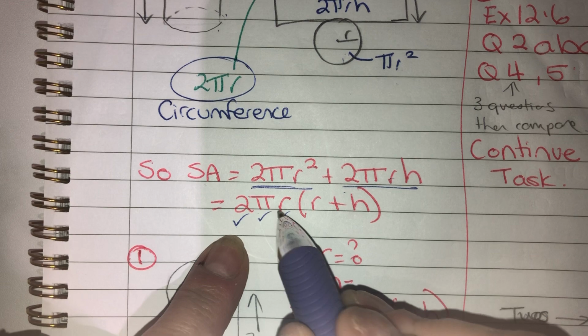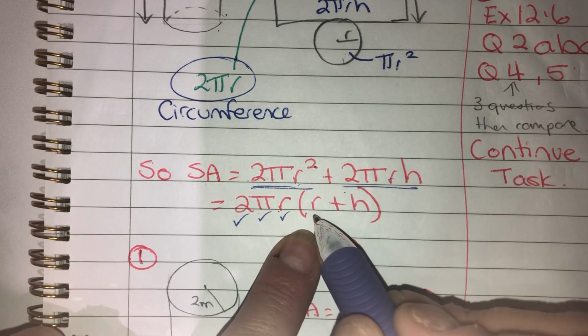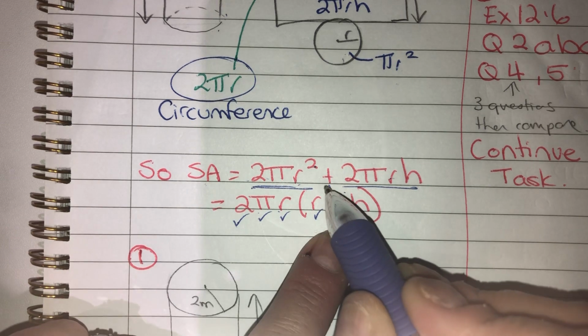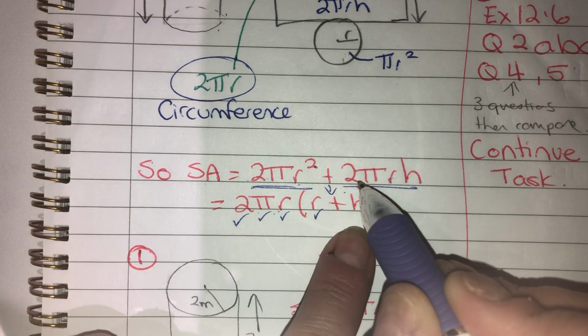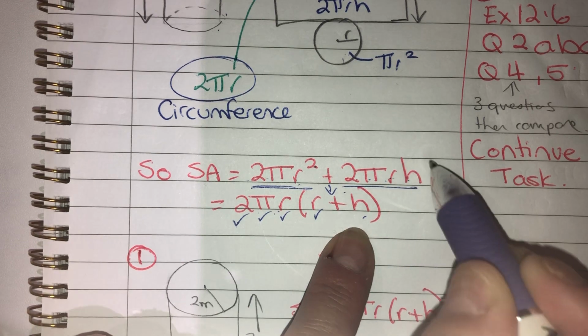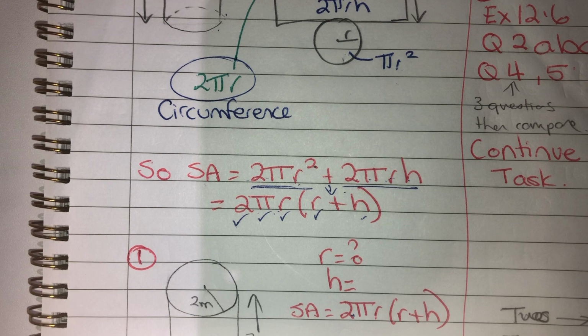Now 2 pi r times what gives 2 pi r squared? It's an r. Put down your plus. 2 pi r times what gives you 2 pi rh? So in other words, what else is left here? It's an h. Okay, so I've made that look a little bit messy.